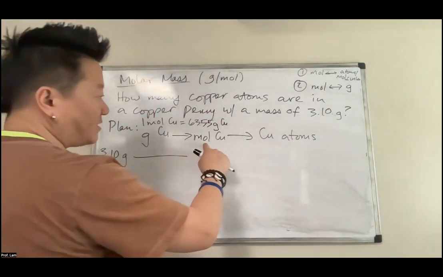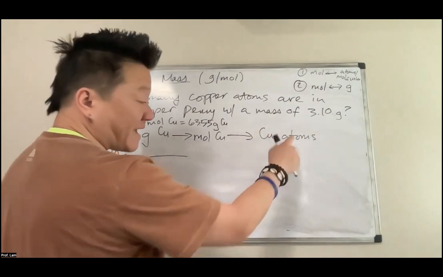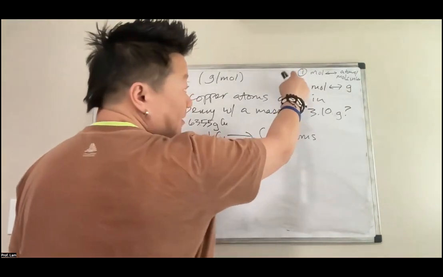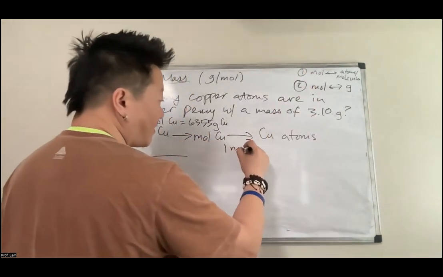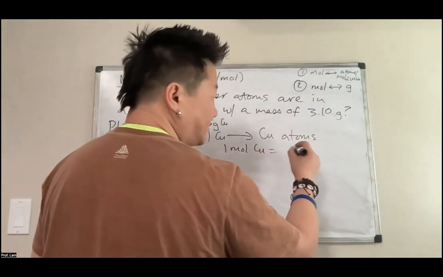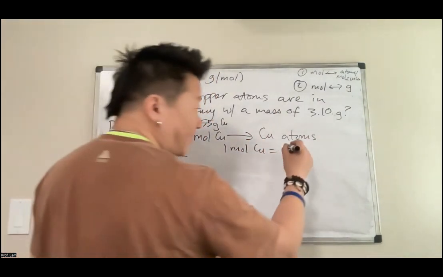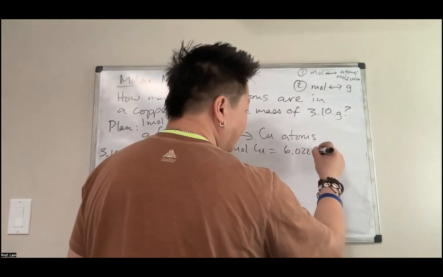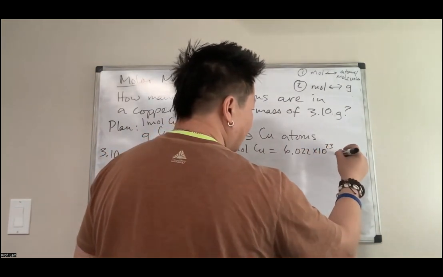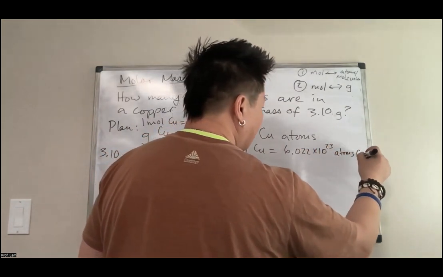And then what is the equivalency for mole to atom? We just learned that one, right? On top, 1 mole of copper, it's a grouping, right? Of how many? 6.022 times 10 to the 23rd atoms of copper.